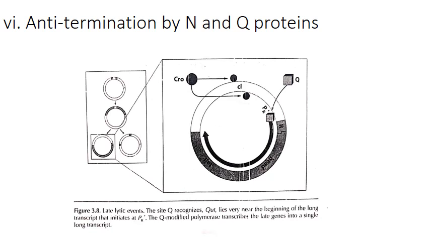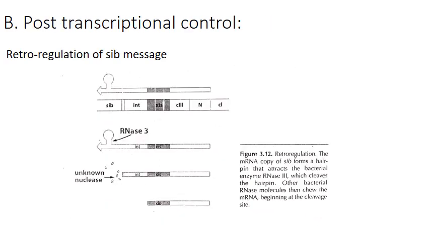Here you can see the Q protein. This mRNA extends to the head and tail regions. These are the head and tail regions with genes which will code for head and tail proteins, which help in packaging, allowing the lytic cycle to proceed further.